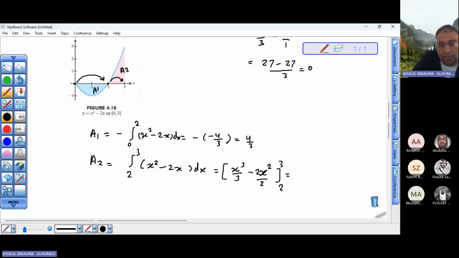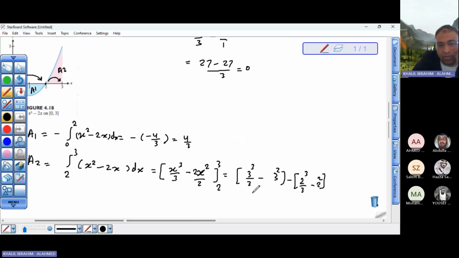From 2 to 3, this is equal to 3 to power 3 over 3 minus 3 squared, also minus 2 to power 3 over 3 minus 2 squared. We substitute in the upper and lower. Be careful, this is the upper. Replace each x by 3 in the first term, the first step. In the second step, minus, here replace each x by 2: 2 to power 3 over 3 minus 2 squared.